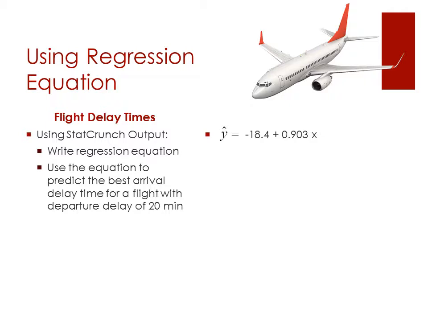If we're going to use that equation to do our calculations, we plug in our y-intercept of negative 18.4, our slope of 0.903, and we're going to add in our x of 20. So we add that in, and we get roughly negative 0.4. That would be our answer for this particular problem. So if we're leaving at a departure delay of 20 minutes, I actually have a decent likelihood of getting there 0.4 minutes early.